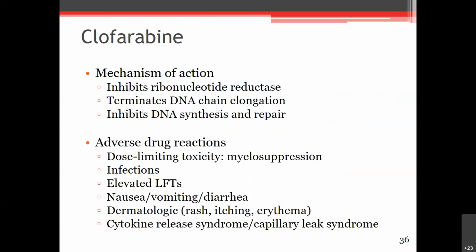Clofarabine we see in acute leukemias. This is going to inhibit ribonucleotide reductase, terminate DNA chain elongation, and inhibit DNA synthesis and repair. Again, the side effects include myelosuppression, infections, increased LFTs. We can see some GI and derm toxicities, and then you could potentially see cytokine release syndrome and more rarely capillary leak syndrome with this medication.